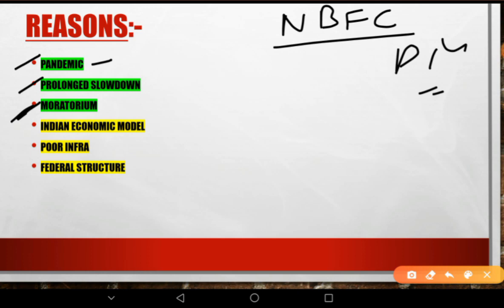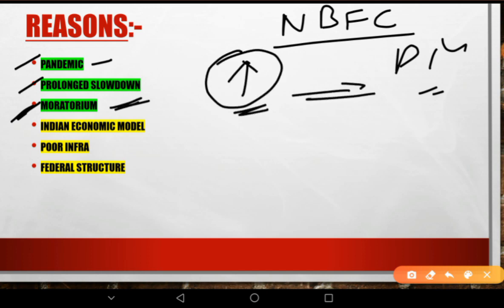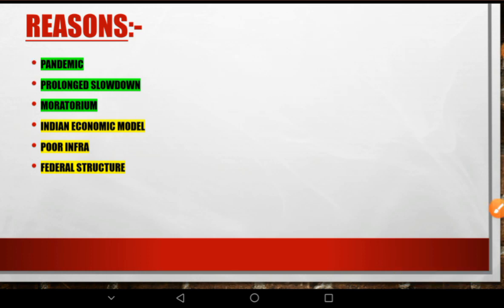Like if somebody is not going to pay the loan for, let's say, 6 months or 1 year, automatically the interest will increase, and the interest somebody is not going to pay in that period. So moratorium is also to be blamed for the GNPA rise as well as the net NPA rise for any bank. Now these 3 conditions are explained by me. These 3 conditions are not mentioned in the report.